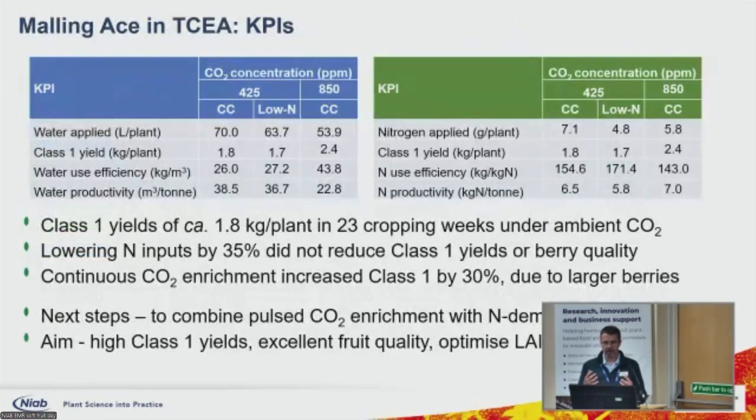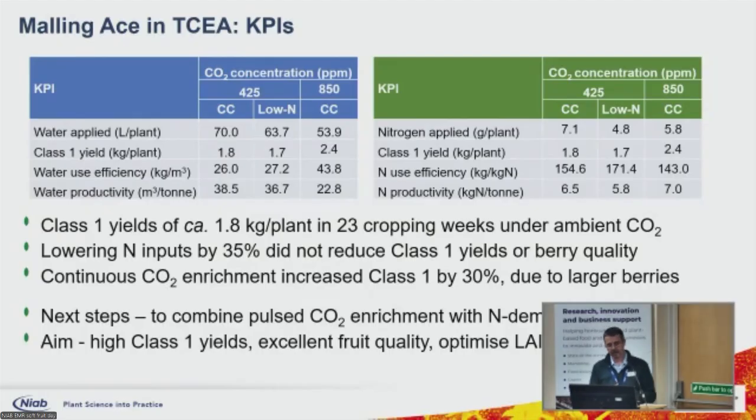So we routinely calculate KPIs, key performance indicators, to be able to compare this work with work in polytunnels or in glasshouses. You can see there the table, I won't go through the values, but you can see the high water use efficiency when we enrich with CO2, and obviously a higher productivity in terms of nitrogen per kilograms per ton. So we're able to generate high class 1 yields. Reducing nitrogen inputs by 35% didn't reduce yields or berry quality, and we know that enriching with CO2 can raise yields significantly due to larger berries.